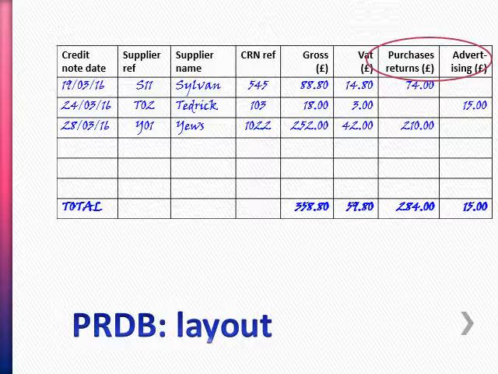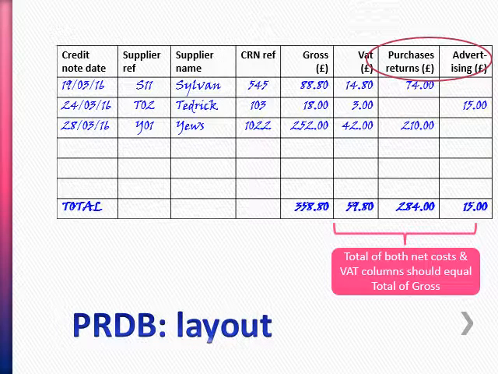As was the case with our purchase daybook, the total of the net costs and the VAT columns should cross-add and equal the total of the gross column. And this enables us to do a quick check to make sure that we haven't made any mistakes in recording the amounts.